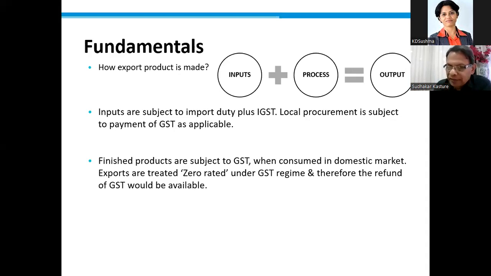So, first part, inputs are subject to import duty plus IGST if they are imported. Local procurement is subject to payment of GST. Finished products are sold subject to GST when consumed in the domestic market. Exports are treated as zero rated under the GST regime, and therefore the refund of GST would be available. If you understand these two concepts, you automatically understand how it functions.